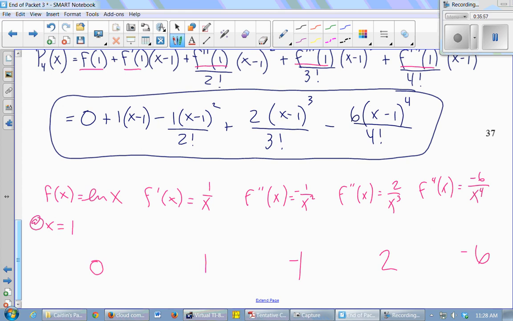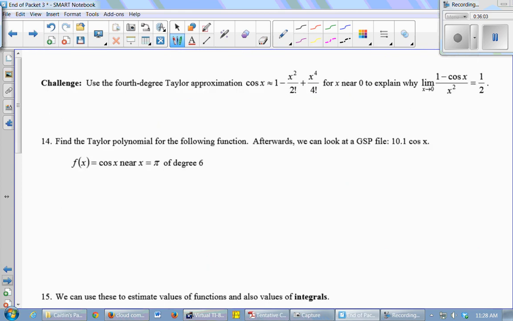Make sense? All right, so I'm going to give you another one to try now that we've gone through one together. Skip the challenge for now. If we have time, we'll come back.